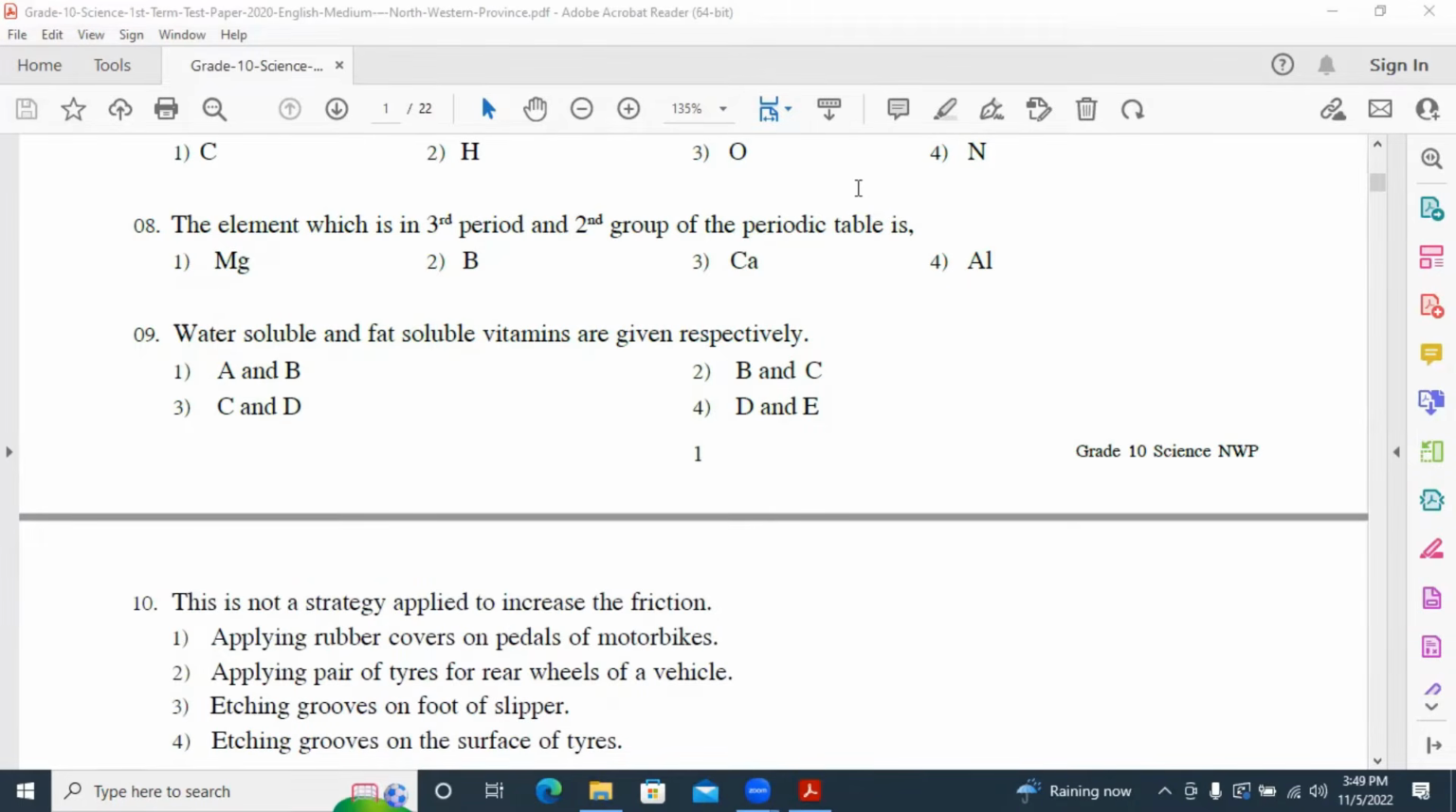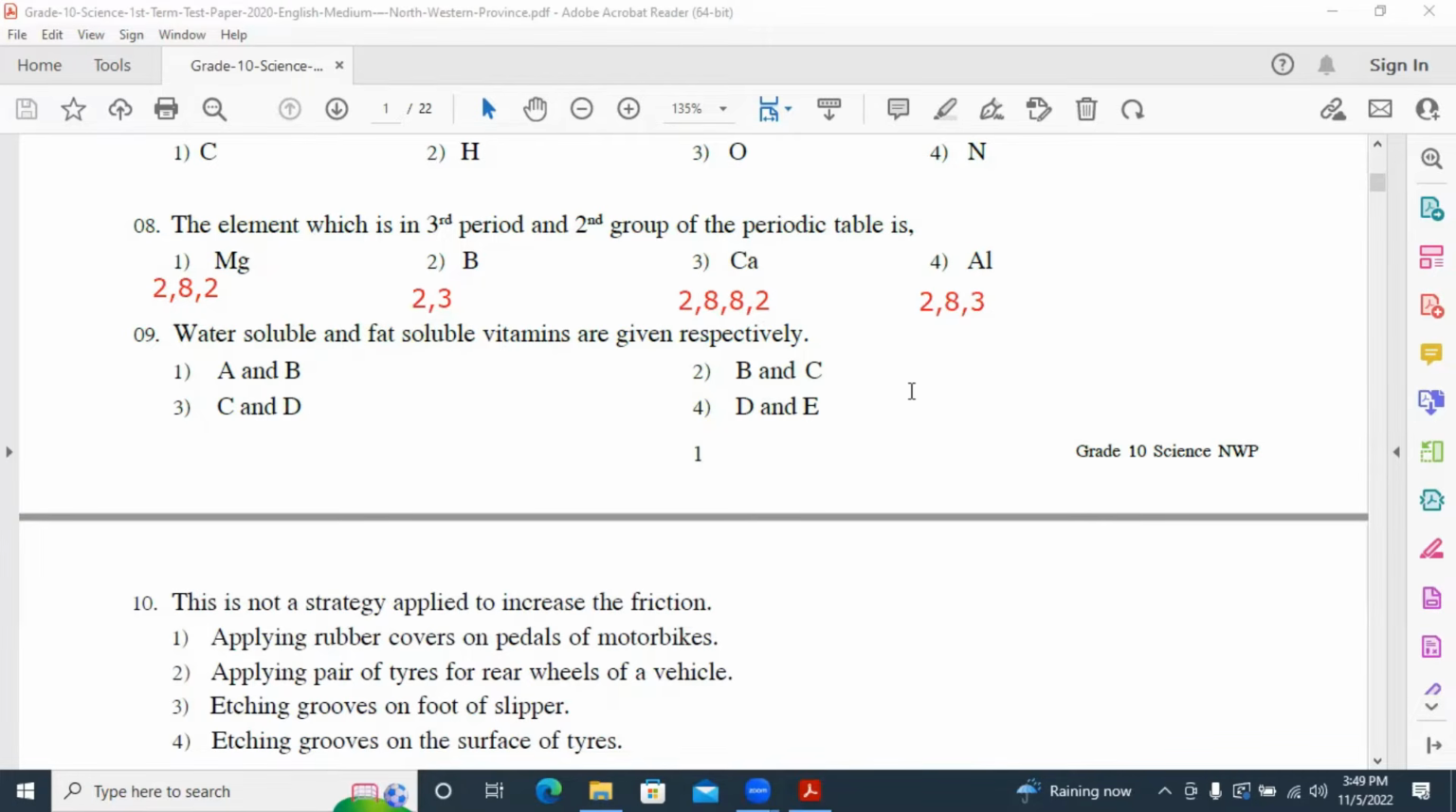Question number 8, the element which is in third period and second group of the periodic table. To find the answer to this kind of question, we have to write the electronic configurations of each element. Magnesium, the atomic number is 12, so the electronic configuration is 2,8,2. Boron, the atomic number is 5, so the electronic configuration is 2,3. Calcium, the atomic number is 20, so the electronic configuration is 2,8,8,2. Aluminium, the atomic number is 13, so the electronic configuration is 2,8,3.